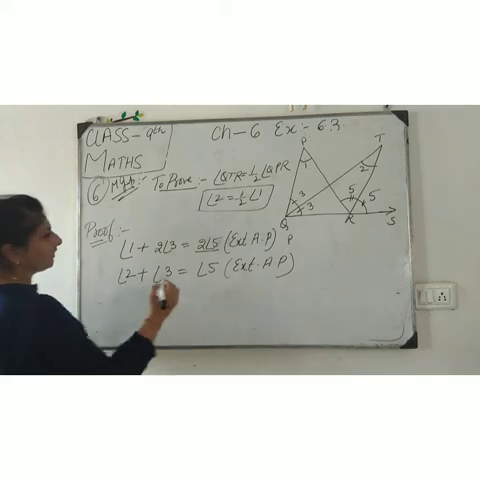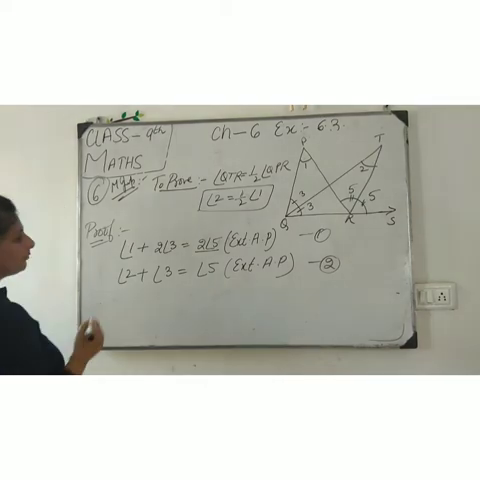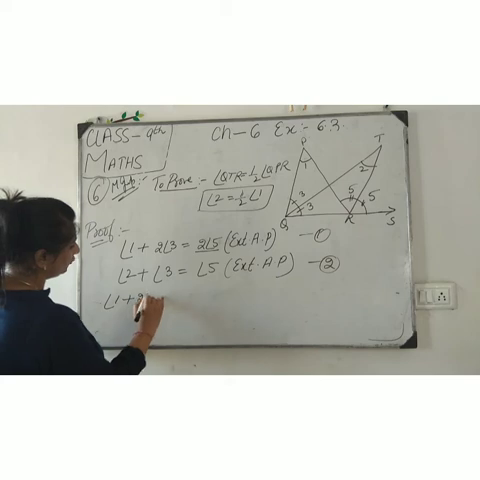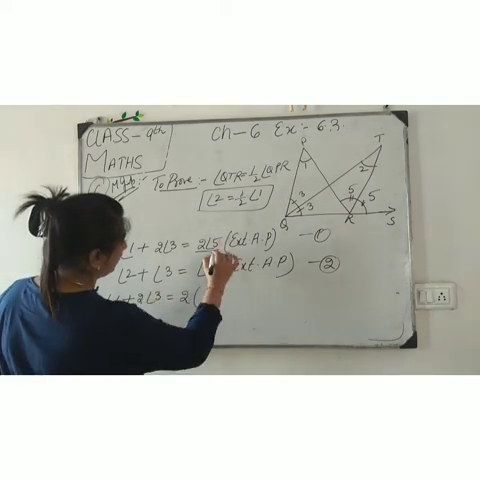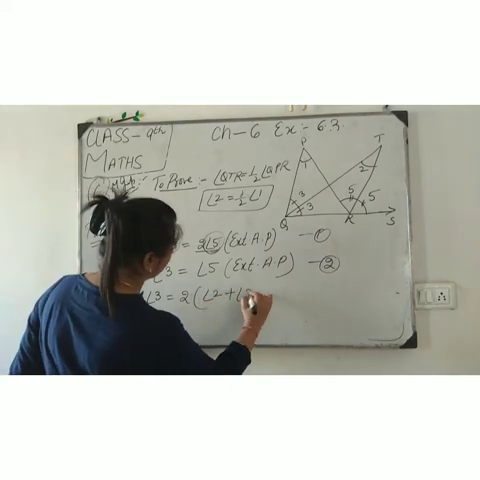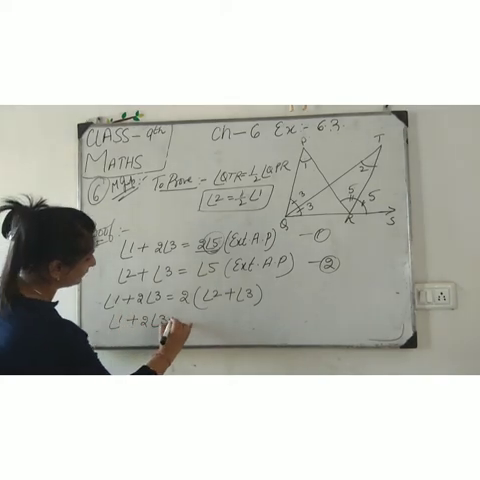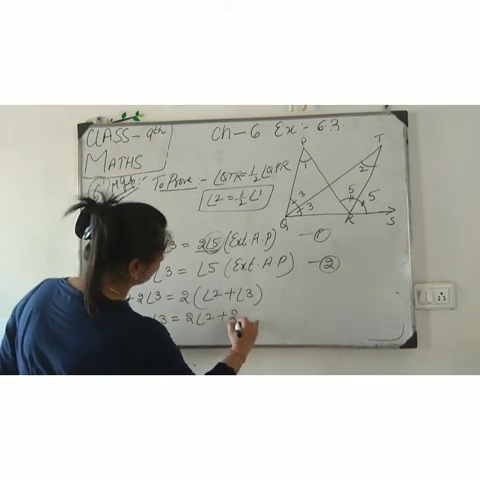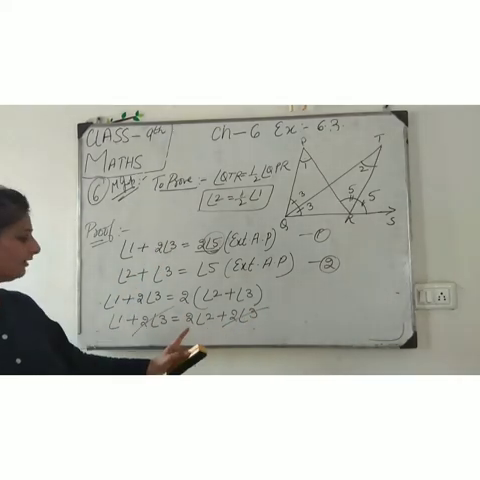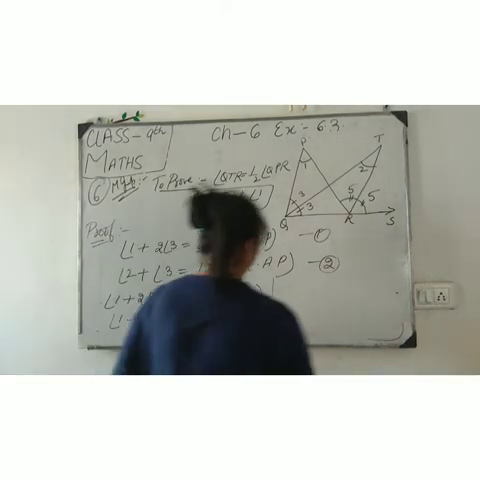After that, give names: first equation and second equation. Put the value of the second equation in the first. Angle 1 plus 2 angle 3 equal to 2, and here instead of 5, I put the value angle 2 plus angle 3. Now I simplify this. Angle 1 plus 2 angle 3 equal to 2 angle 2 plus 2 angle 3. Both are cancelled because both are on the plus side, and in the center the equal sign is there. That's okay.